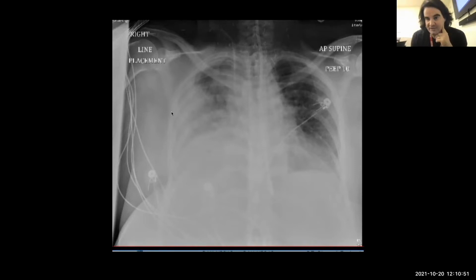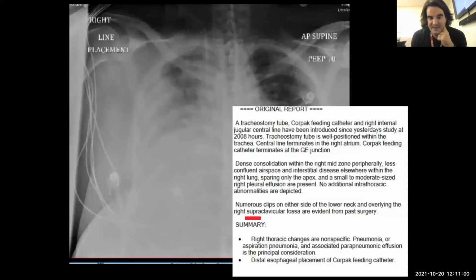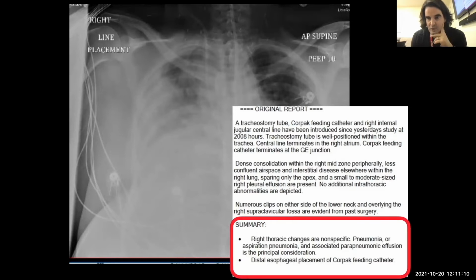And these are often difficult X-rays to interpret because, of course, an X-ray is a two-dimensional image of a three-dimensional structure. So there's lots of overlying images. The radiologist felt that the changes were non-specific, could be pneumonia or aspiration pneumonia, and maybe an associated parapneumonic effusion. So at this point, it was kind of unclear whether this was truly an effusion or consolidation or a bit of both, and kind of what to do next.